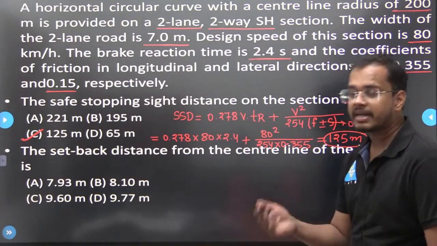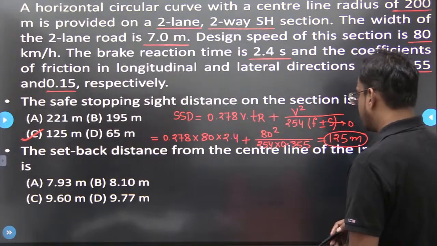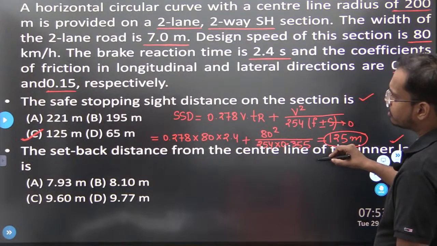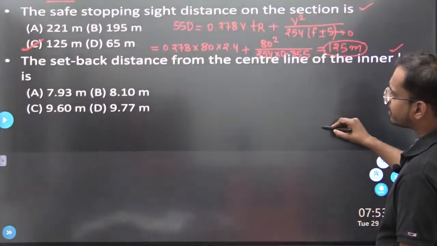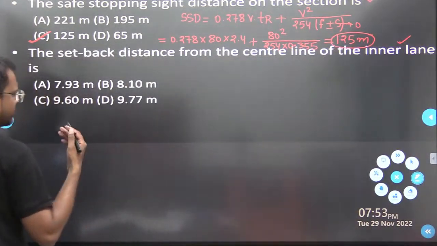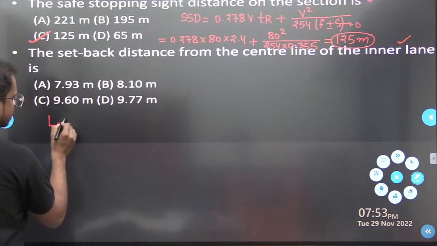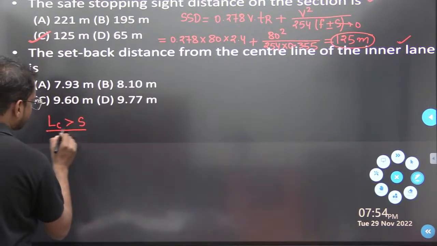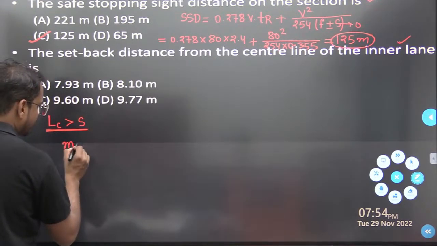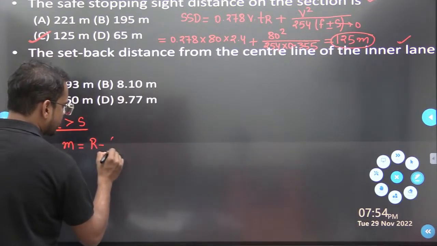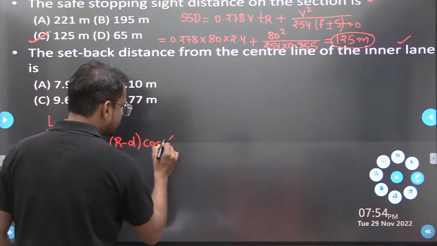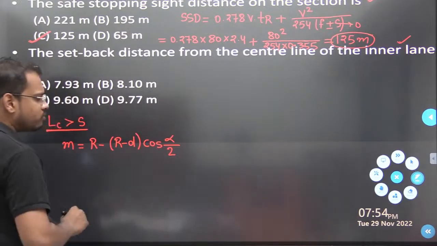What is the value of the setback distance from the center line of the inner lane? So, what is the formula of setback distance? We assume that the length of curve is greater than the sight distance. If the length of curve is greater than sight distance, then the formula is m equals R minus d cos alpha by 2. This is the formula.